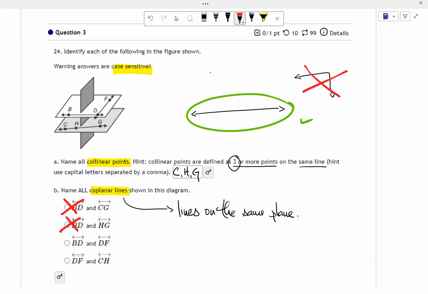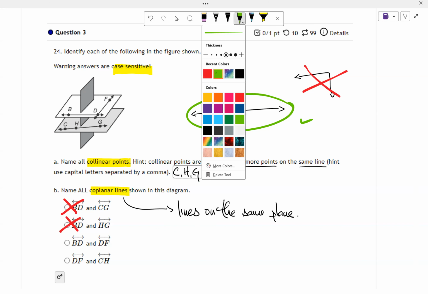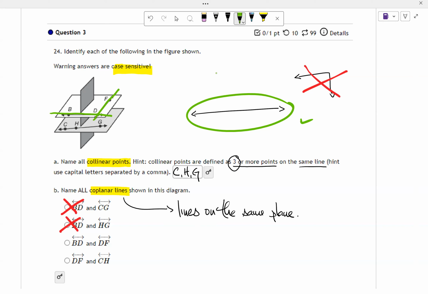All right, we have BD and DF. Now they cross each other, but that's okay. The question doesn't say they can't cross each other, just says they have to be in the same plane. And so this certainly looks like a top runner because they're both in the top plane.